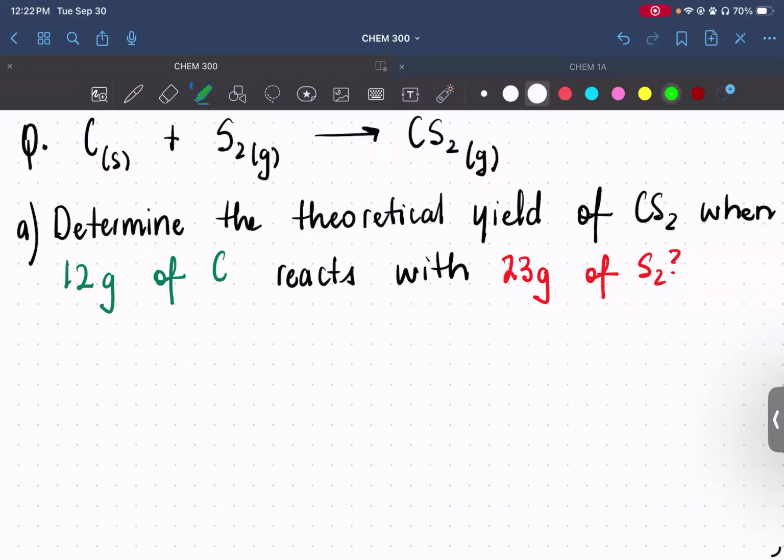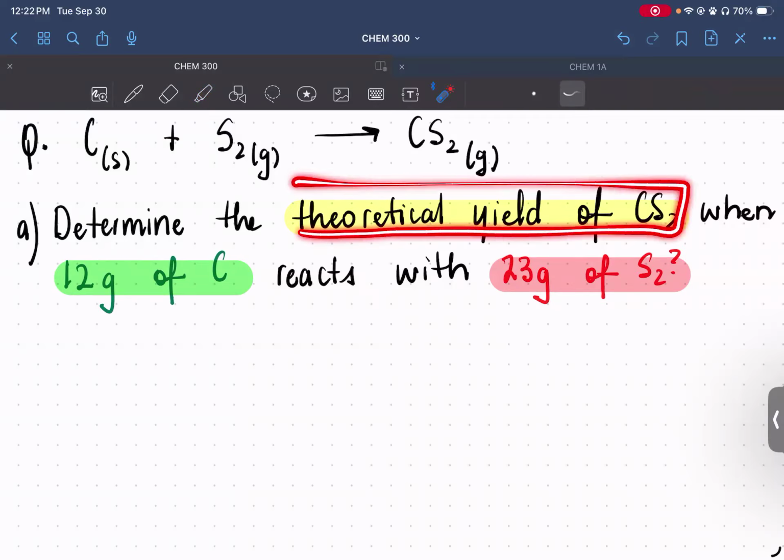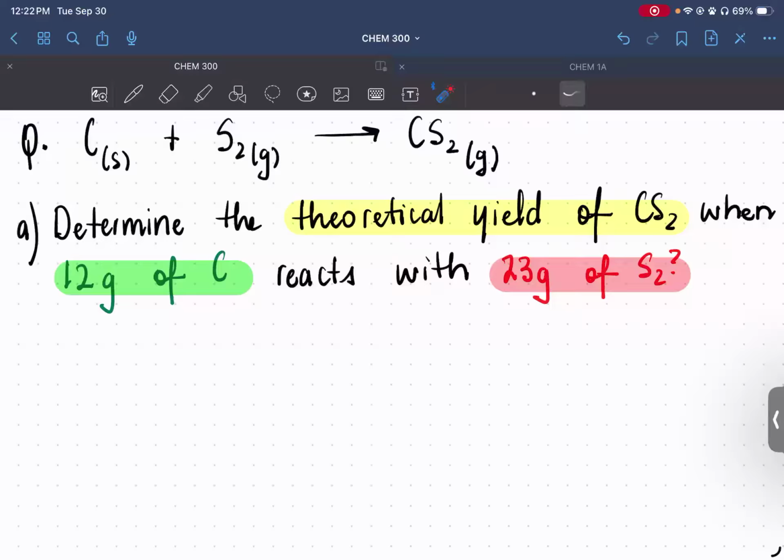So the question says, determine the theoretical yield of CS2 when 12 grams of carbon reacts with 23 grams of sulfur. Okay, now this one's a whammy, because I'm asking you information about one chemical, but I've given you information about 2 chemicals. This is new. I've always only ever given you just 1. Now I'm giving you 2. So what do we do with that?